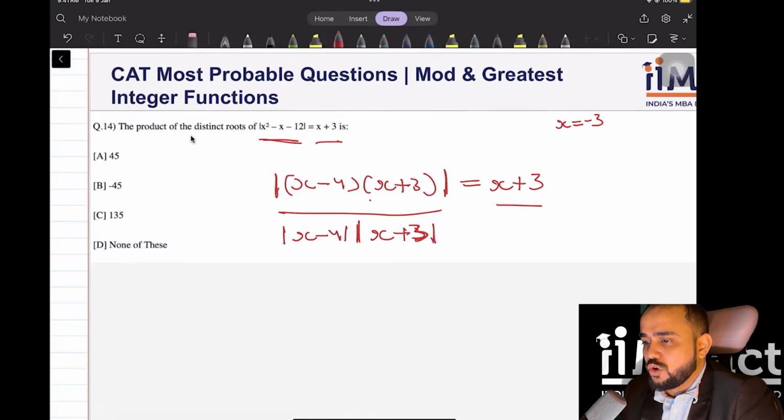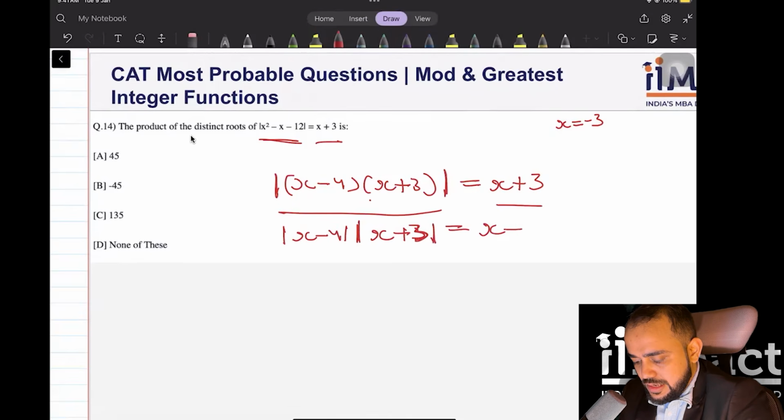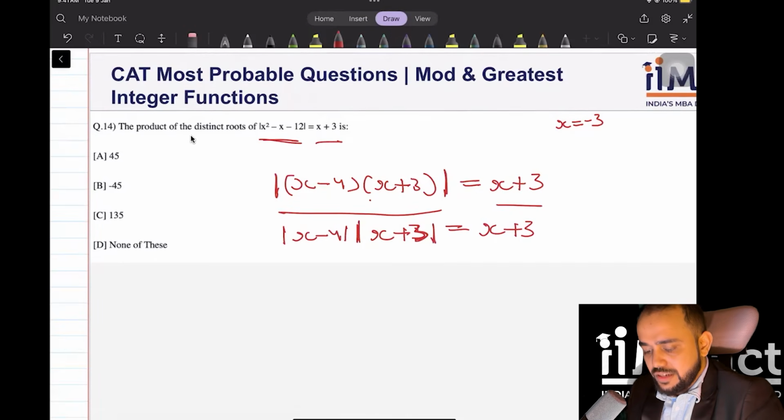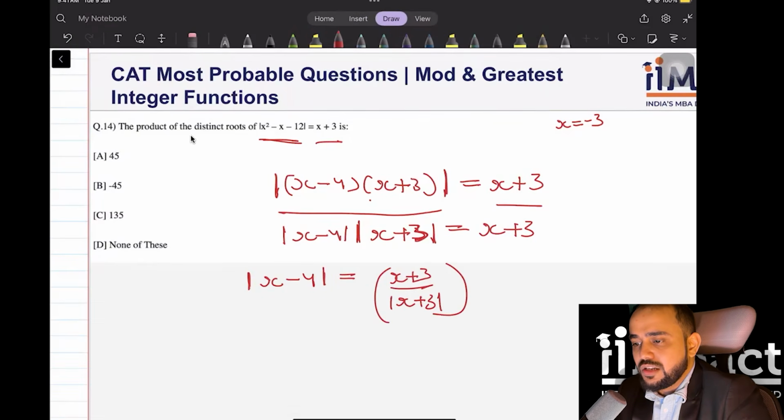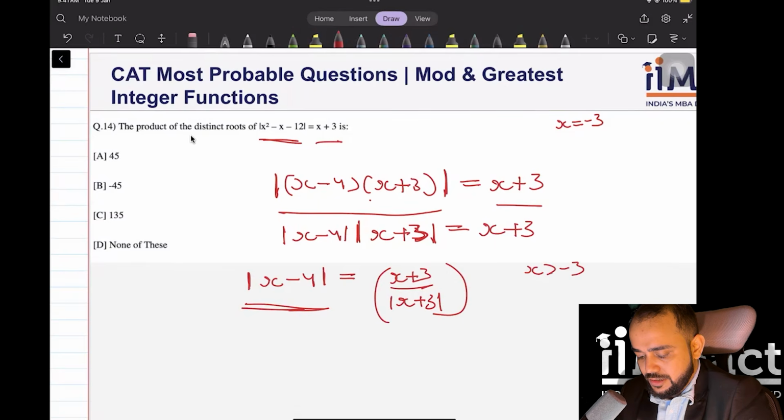I can do that. Mod of this, I can separate this, and this is x plus 3. So what I will actually be landing up at is mod of x minus 4 is equal to x plus 3 divided by mod of x plus 3. This thing can be either 1 or minus 1, right? When will it be minus 1? When x plus 3 is negative. When it is negative, obviously that can't be part of my answer because I have a mod sitting here. So I need this side to be positive, which means that my x has to be greater than minus 3.